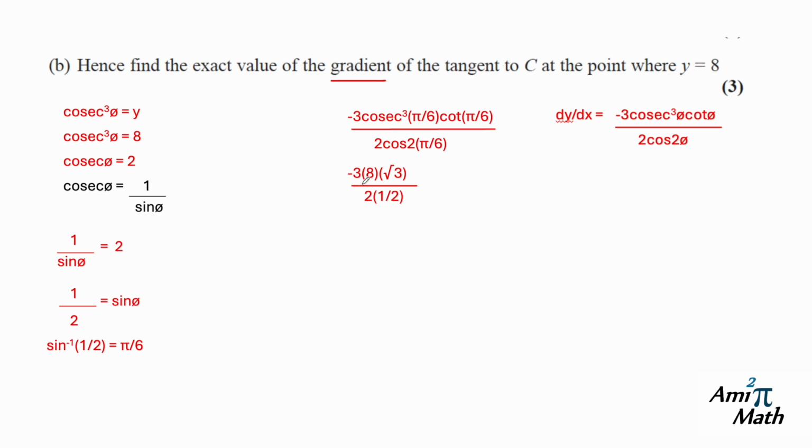So we can do minus 24 root 3, and this 2 times half will just give 1. So you will get minus 24 root 3, and that is the answer for the gradient.